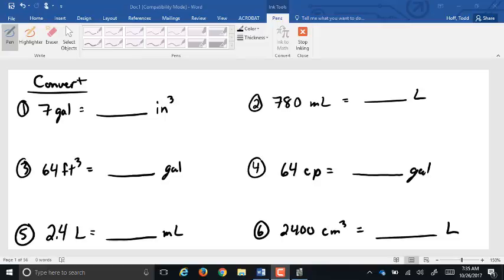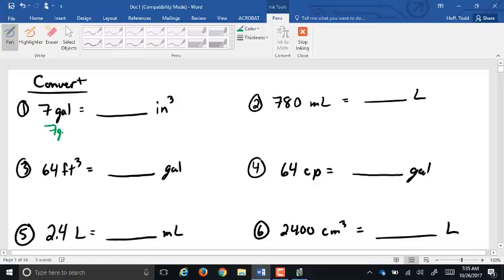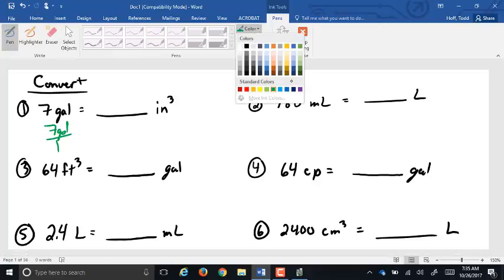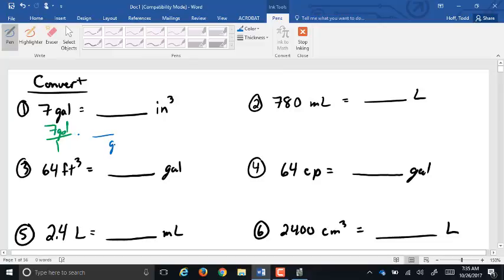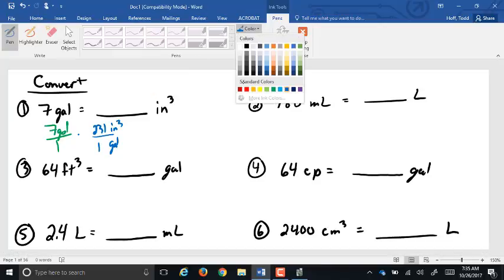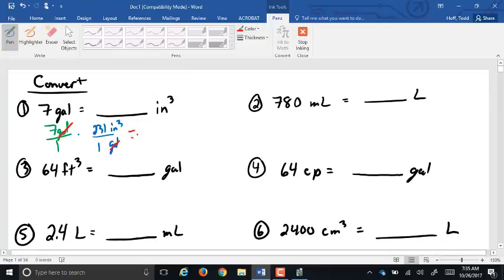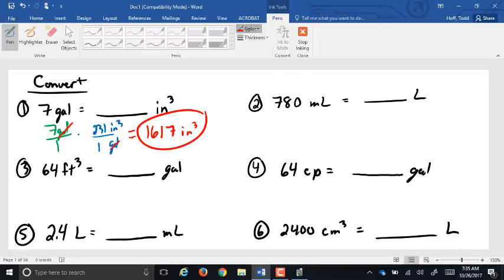Okay, so for the first one, gallons into cubic inches. Gallons on bottom, 1 gallon, 231 cubic inches. Gallons cancel, and it's 7 times 231, which is 1617. You're off by 3 years, isn't it? 1614? 1814, okay.